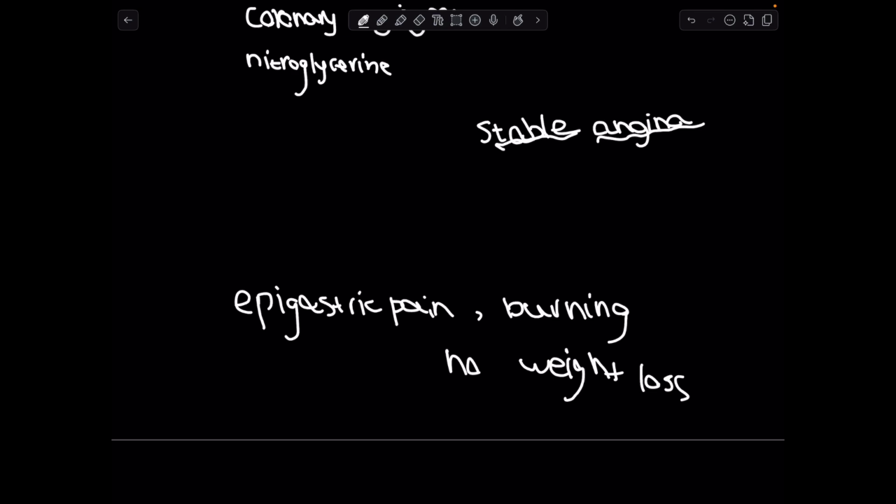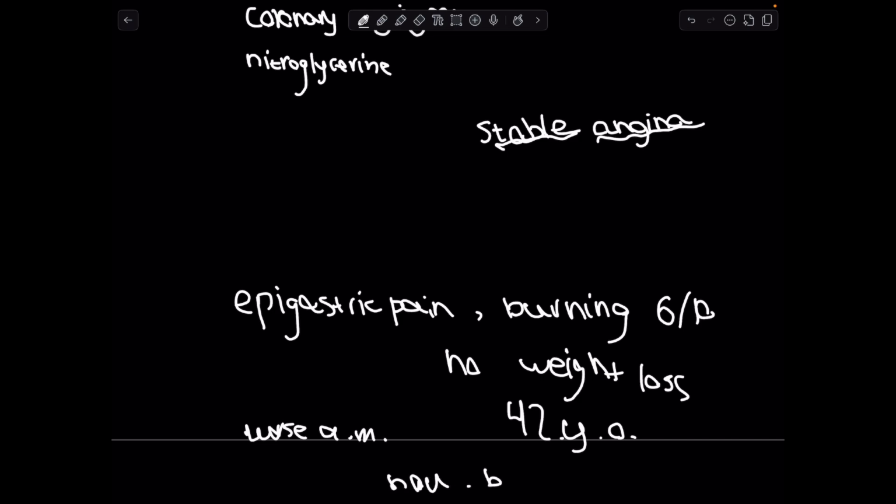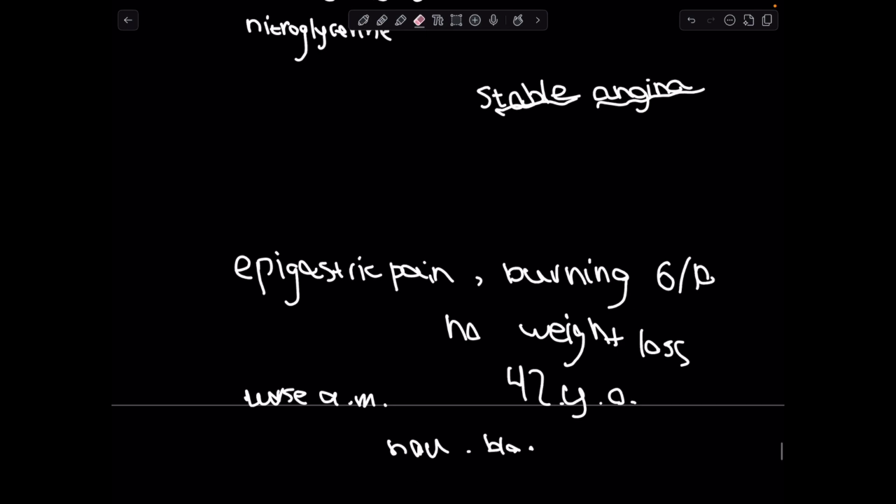It's a 42-year-old man, not she, with 2 months of epigastric pain, burning, 6 out of 10, worse after meals, plus occasional nausea and bloating. No weight loss, no blood in stool. What's your first guess for his condition, or what question do you ask next? So it's worse after meals, and we have the occasional nausea and bloating, you said?